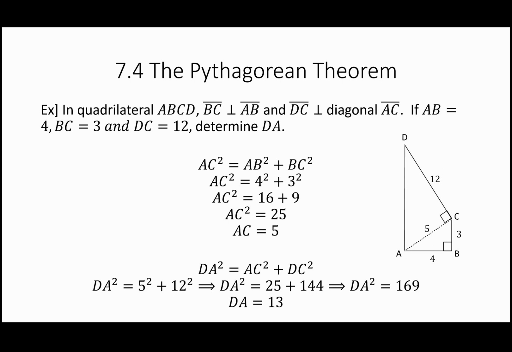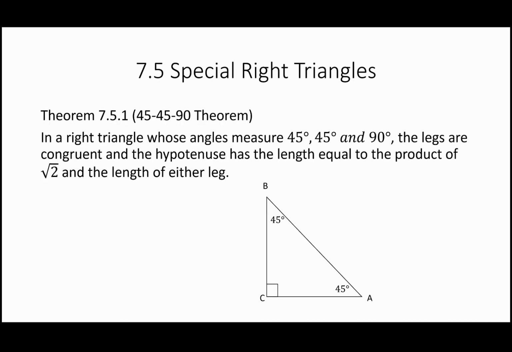I believe that this is the last example in 7.4 and that we are going to be moving on to section 7.5 on special right triangles. For 7.5, we have two different types of special right triangles. We have the 45, 45, 90 special right triangle, which is an isosceles right triangle, okay? And we're going to learn the relationships between the side lengths. It's a very interesting relationship because you can be somewhat generic with it, okay?